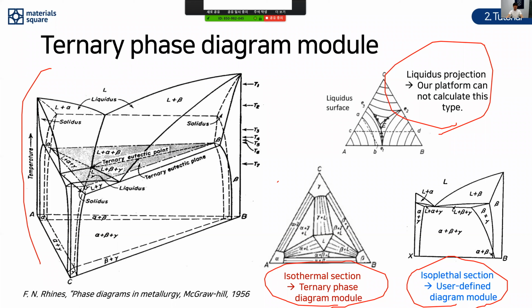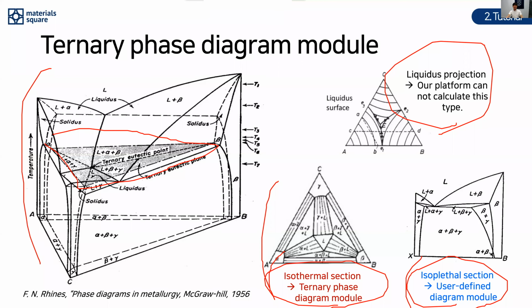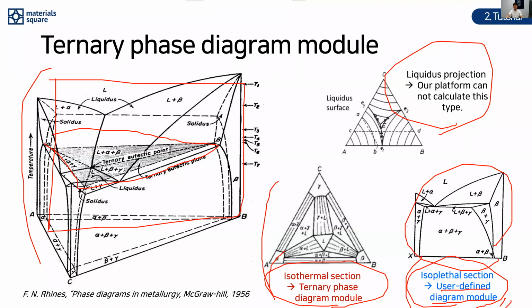Isothermal section means the phase diagram at a certain temperature of ternary phase diagram. In the MatSQ Calphad, ternary phase diagram module provides isothermal section types. Isopressor section means the vertical section of ternary phase diagram at the certain composition. So if you use user defined diagram module, you can get this phase diagram.